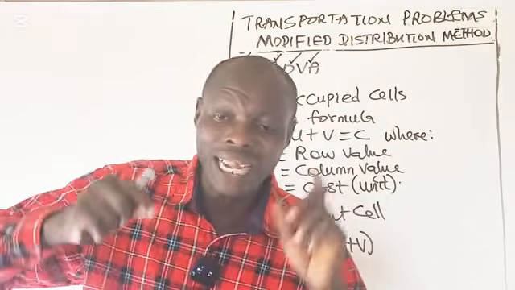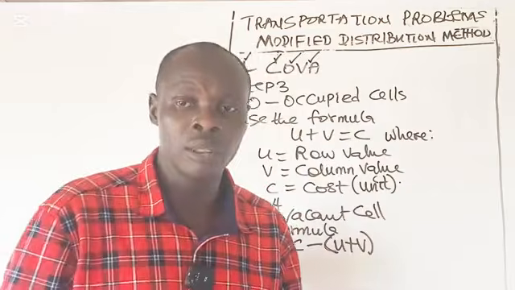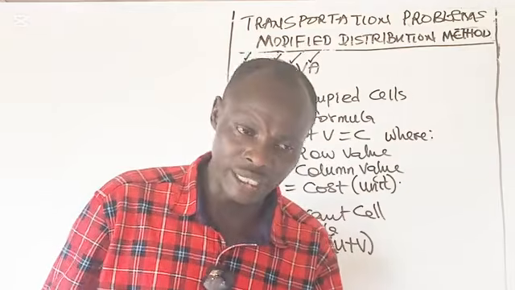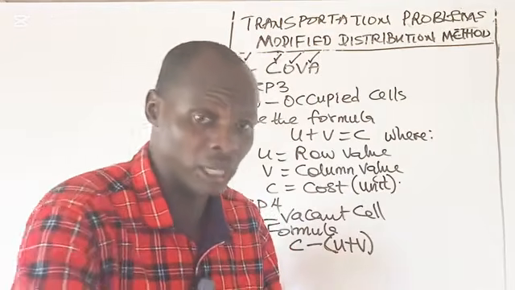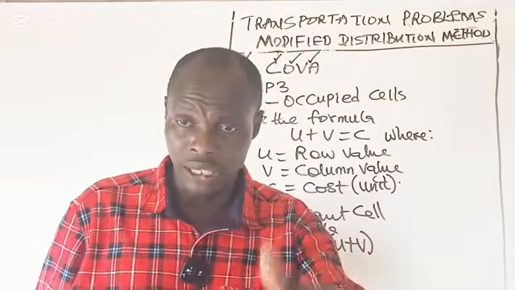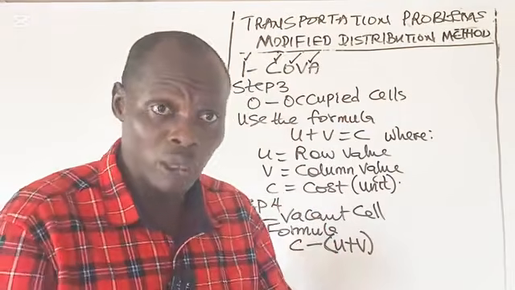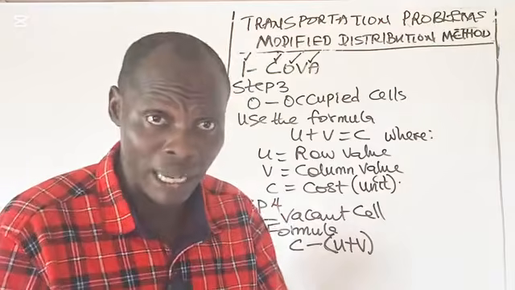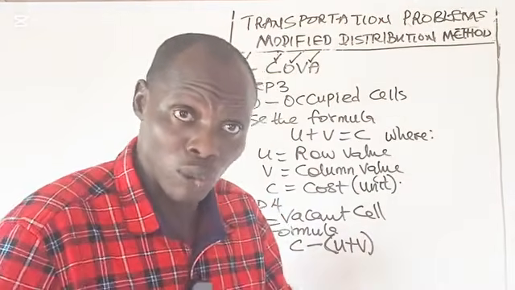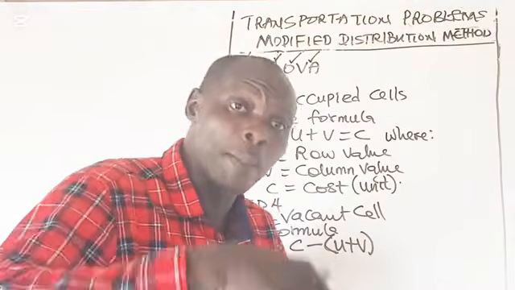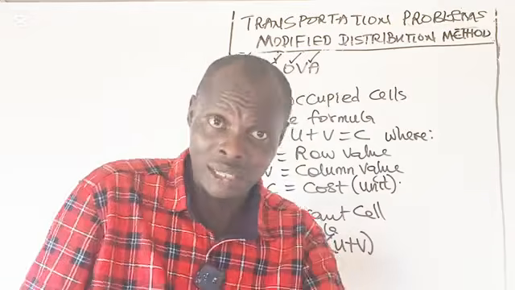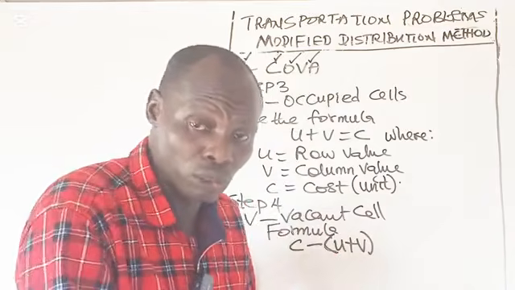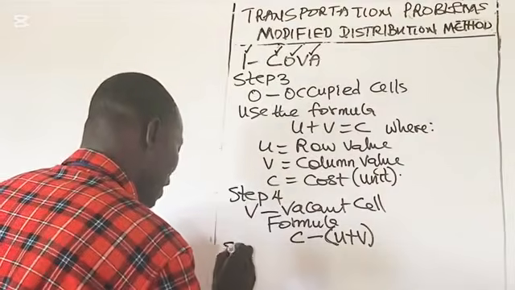If you get a negative result, a cheaper route exists. That means you have another, better solution. You know the objective of transportation is to minimize the cost of transportation. So a cheaper route exists if any of the values is negative. Step 5.